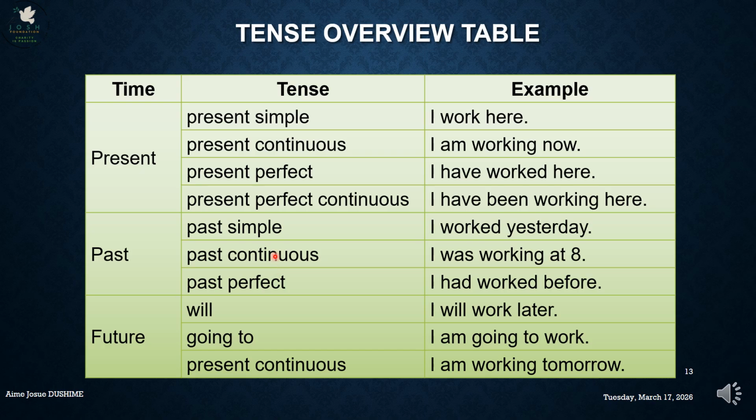Past continuous. It's action happening but at a past time. Action going on at a past time, not this time, no. Action going on at a past time. The past perfect, we use it for the action completed before another past action.